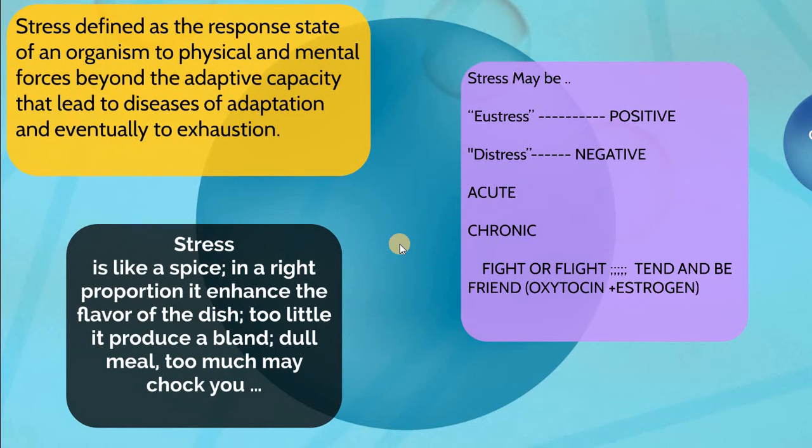Stress may be eustress, which is a term that means a positive way of stress, or distress, which is a negative way of stress. It may be acute, chronic, or a fight or flight action, or tend and befriend through oxytocin and estrogen.